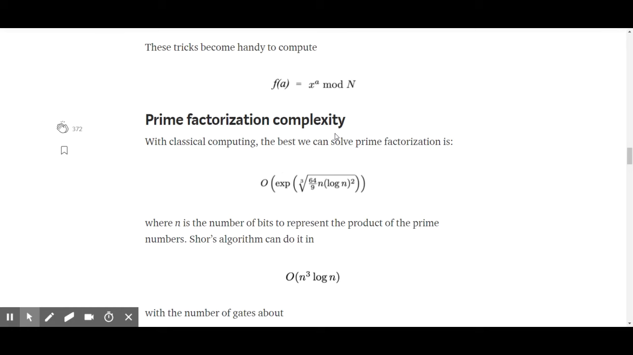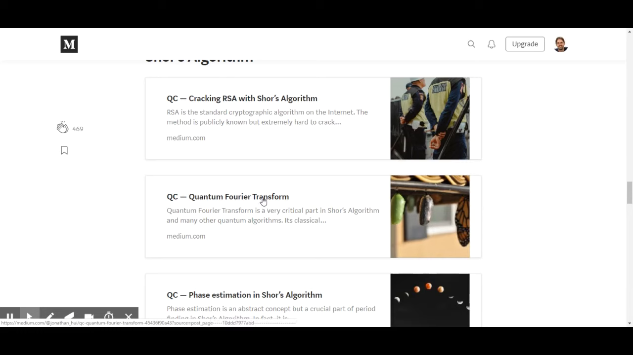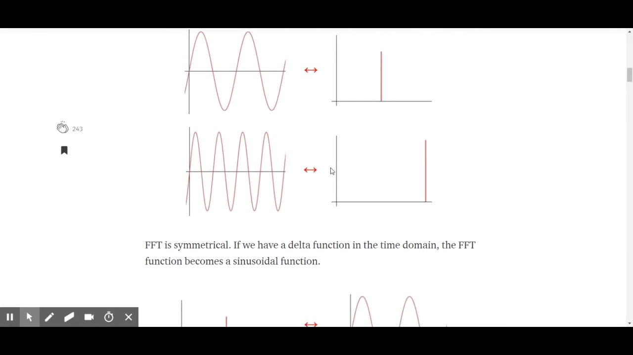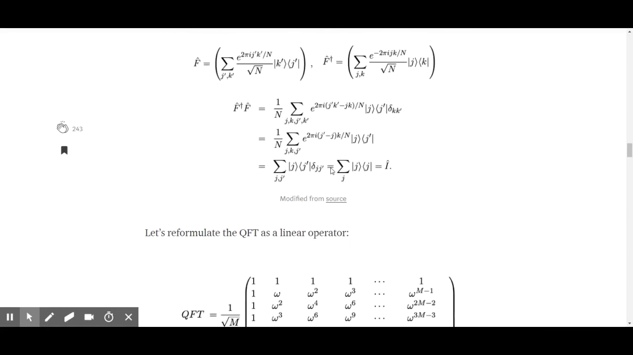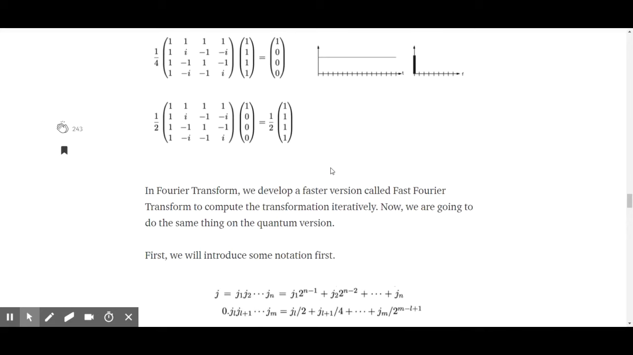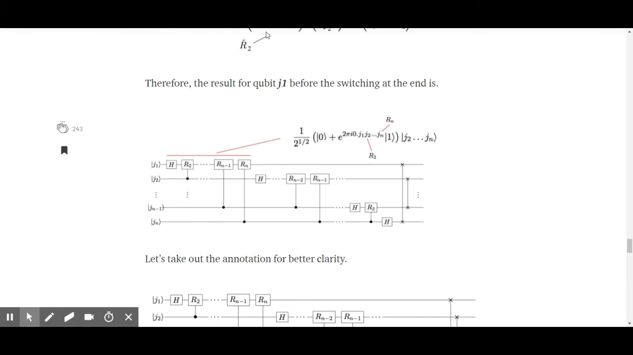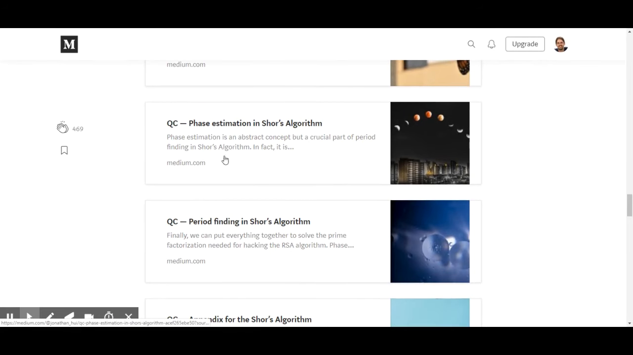Now, the QFT is an important part of it because it helps us find the period. The inverse is what matters, right? I covered the QFT in another video series, so you can go check that out as well. But I'm still having big trouble here, big trouble with phase estimation.